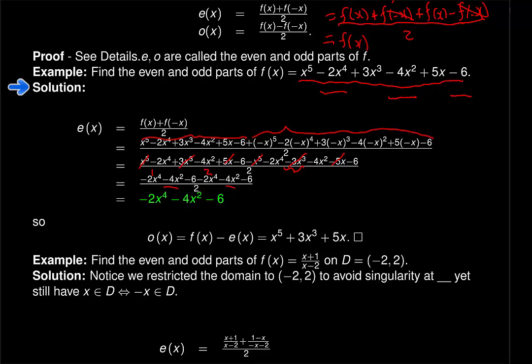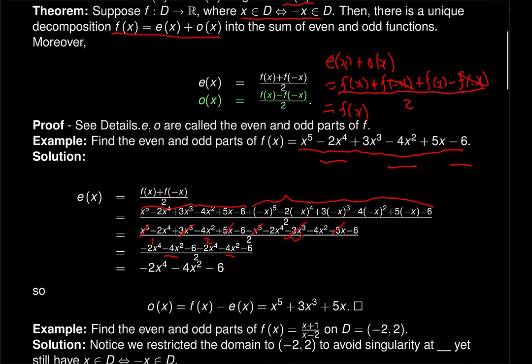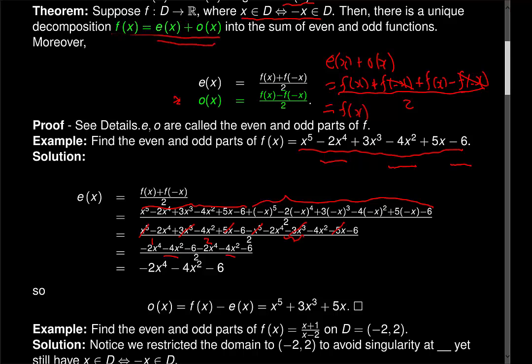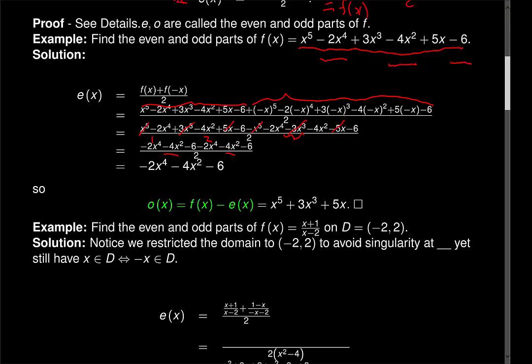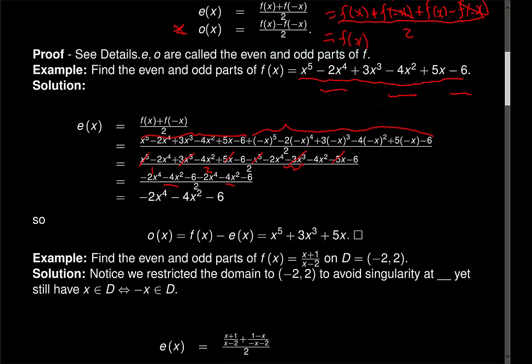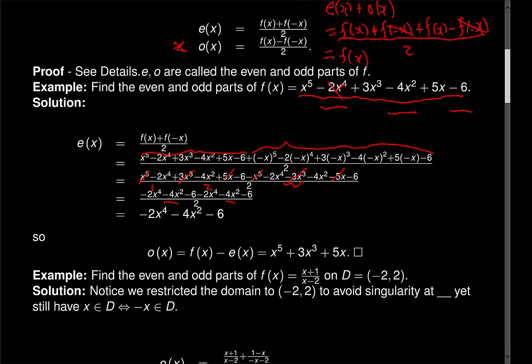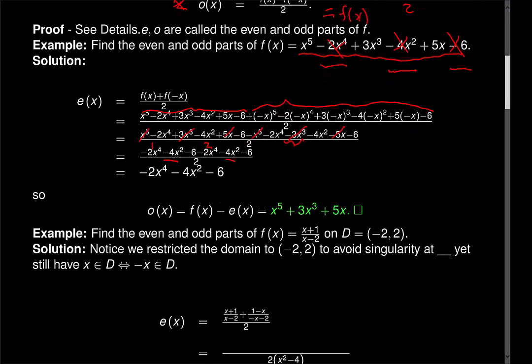Well, the odd part, we have now a choice. We could go back to this formula here, or else we could use this underlying formula here. And we could just say, well, O of x is equal to f of x minus e of x. Let's do the latter one. So then O of x is equal to f of x, which is this whole polynomial, minus e of x. So if we go back here, we're just going to be getting rid of these underlying terms. So this is going to get rid of these. And we're just going to be left with the rest. So it's going to give us x to the 5th plus 3x cubed plus 5x. And that's the odd part.